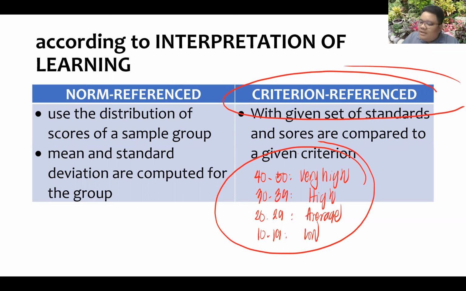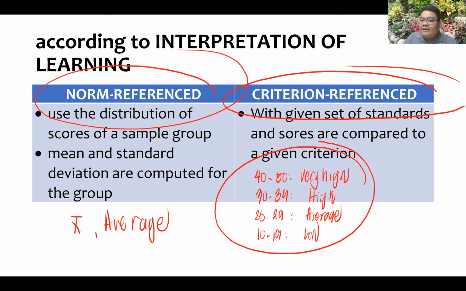Pero once you consider the mean, once you consider the average performance, it's considered to be a norm reference. Kasi nga tulad ng sabi ko, a norm is a large population. Okay? Sige. You have any questions so far?